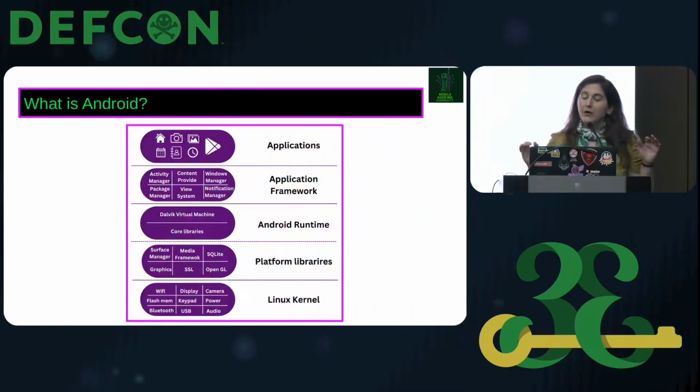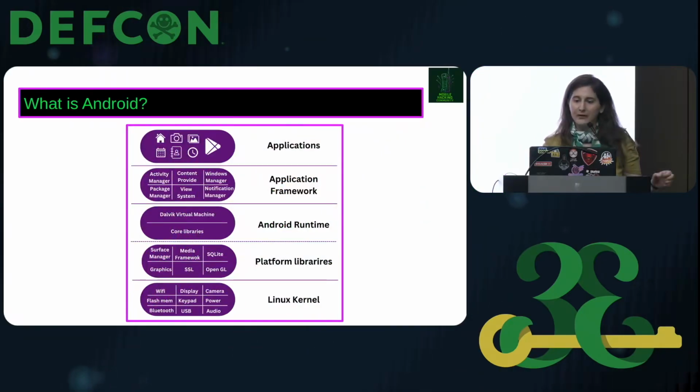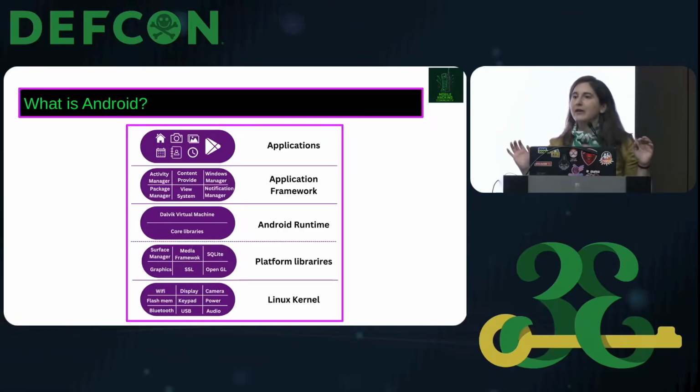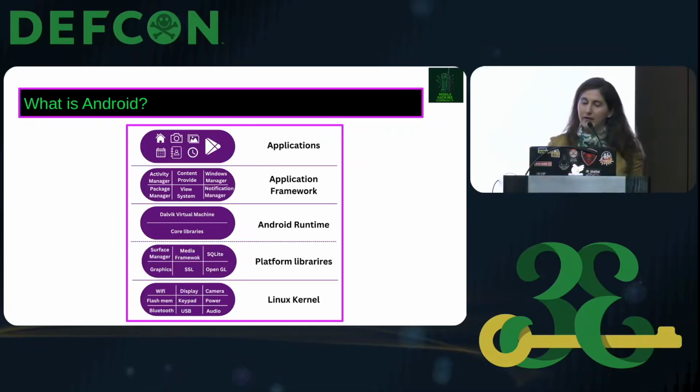So first, let's have a quick reminder on what is Android. Android is a mobile operating system which is based on a modified version of the Linux kernel, and it's developed by Google. The most used language for Android apps is Java, but since 2019, the official language is Kotlin. The Android architecture is divided into 5 main layers that you can see on the screen.